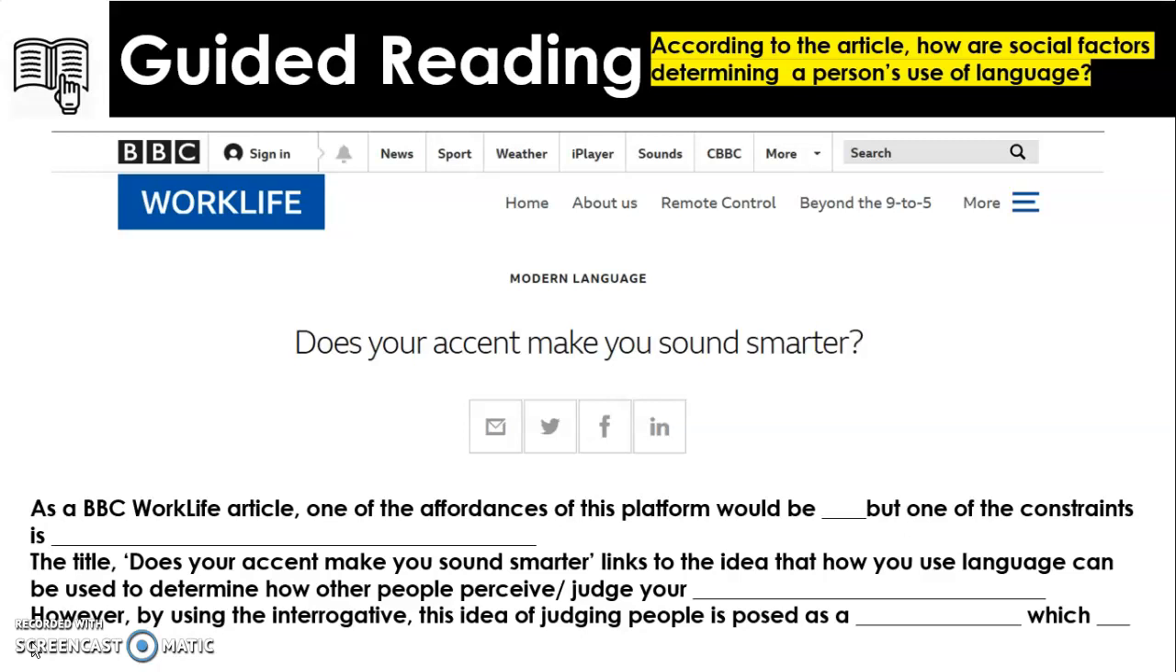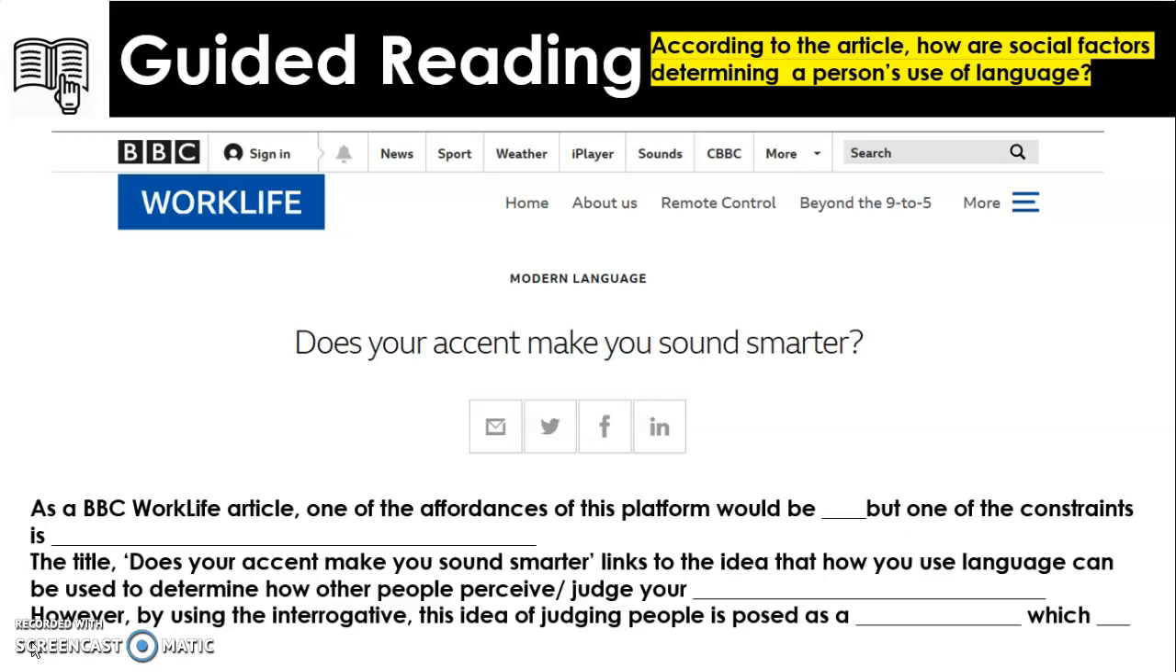So it's always recognizing what's going on around the written content. If they give you a page in the exam and it's got BBC Worklife really clearly as a part of it, they want you to think about that initially. So the affordances of online platforms: accessibility, the interactive nature, the ability to quickly access information.